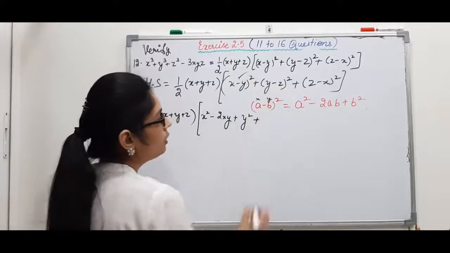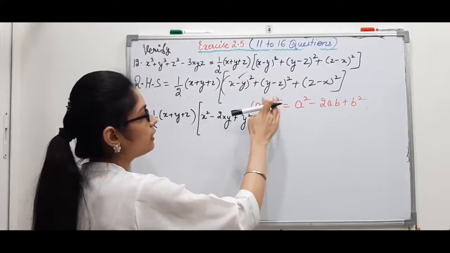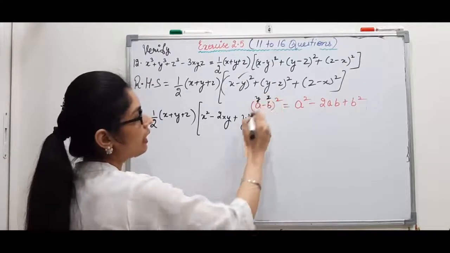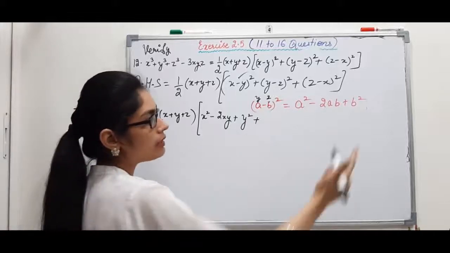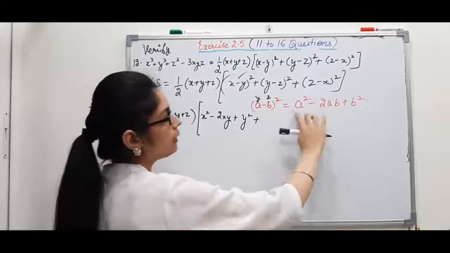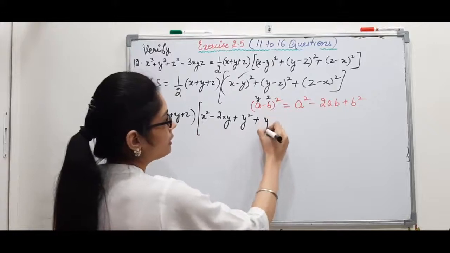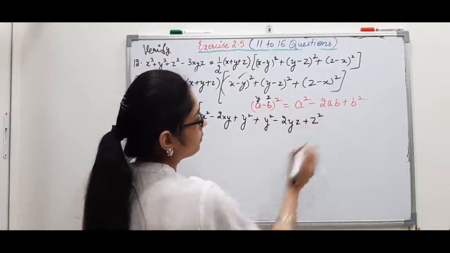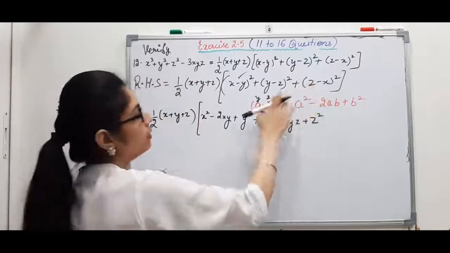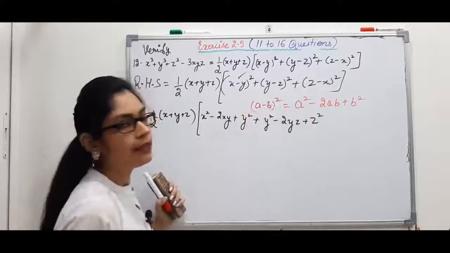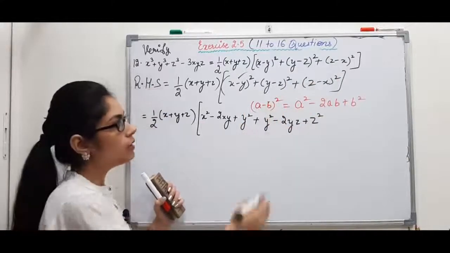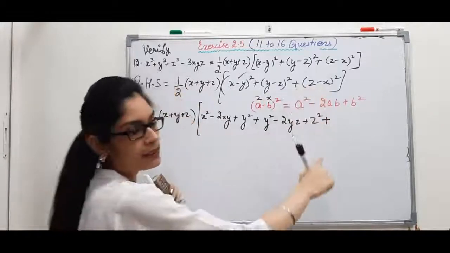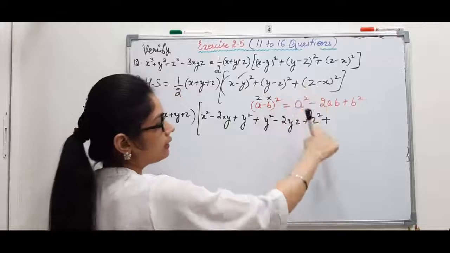Now let's do the second expression. In the second expression, y and z are your a and b. So accordingly we have to substitute the values of a and b in this expression. We can write y square minus 2yz plus z square. Now in the third expression we use the same identity because it is also in square form. Here a and b are z and x. The plus signs we write as they are.